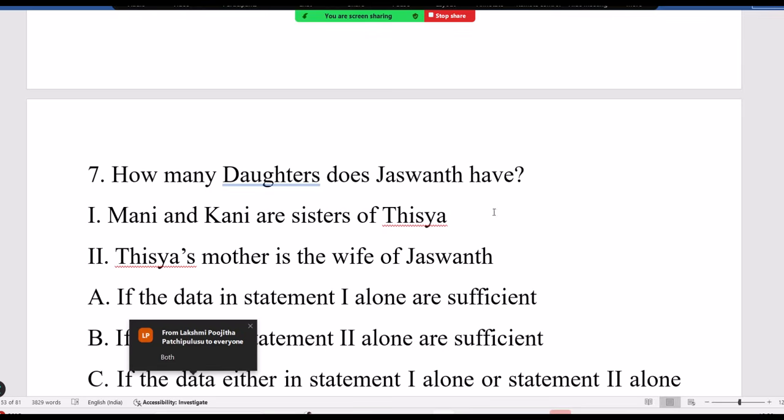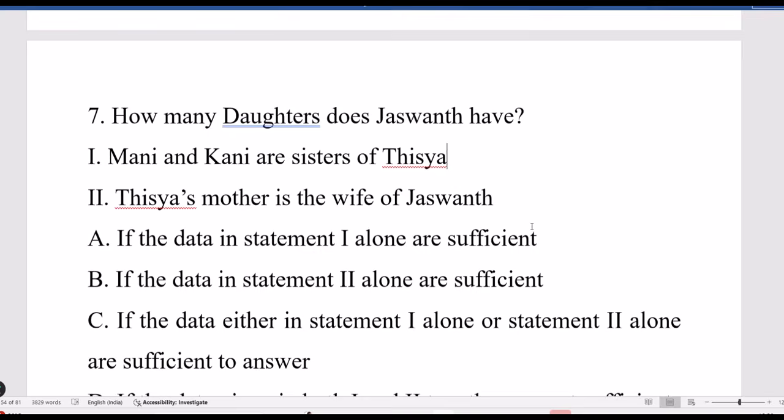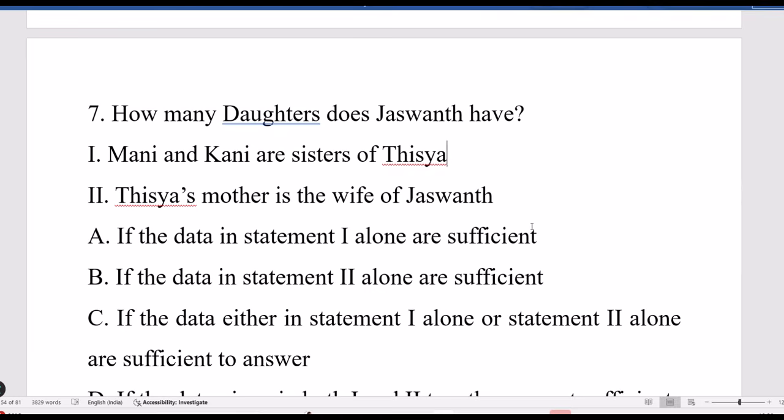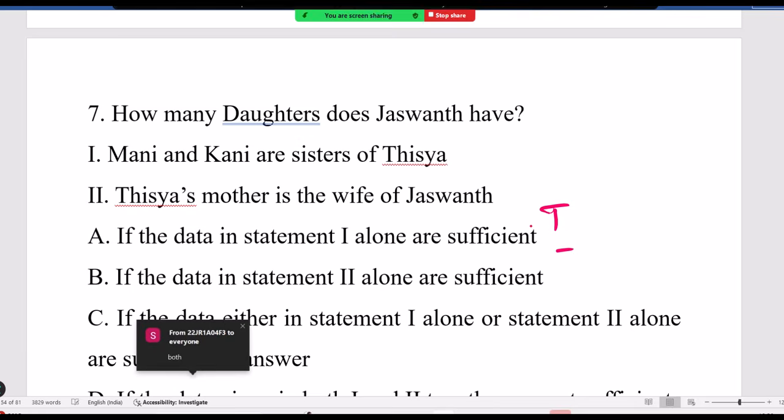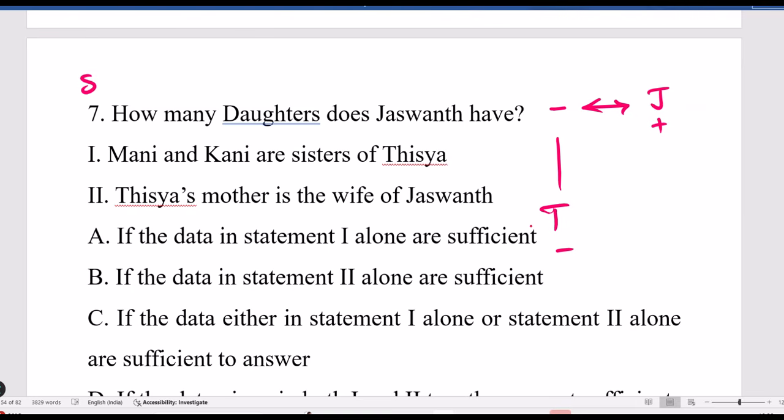Mani and Kani are sisters of Tisya. Tisya's mother is the wife of Jashwant. Okay, that's it. One alone I cannot decide. Two alone also I cannot decide. I am trying to put together.